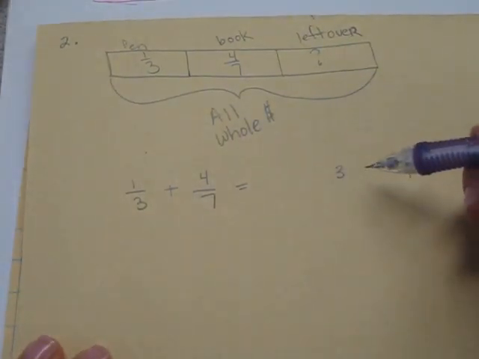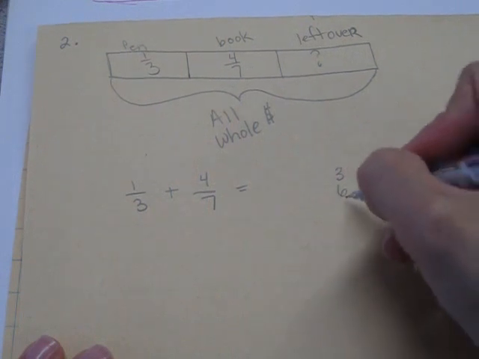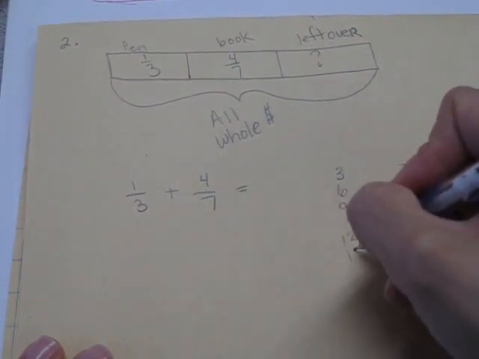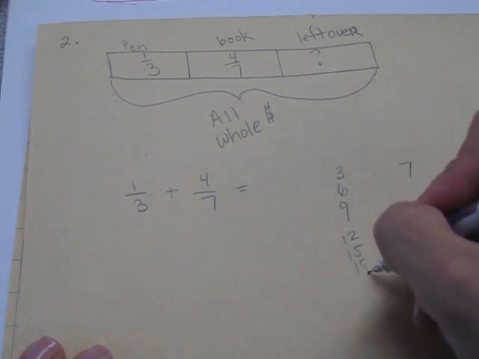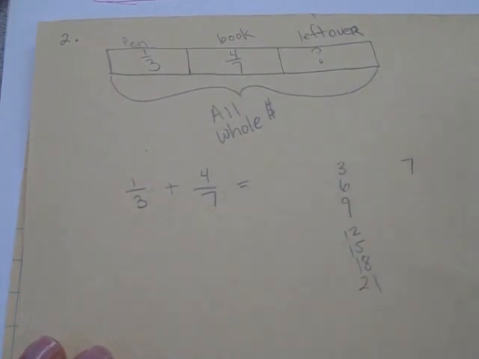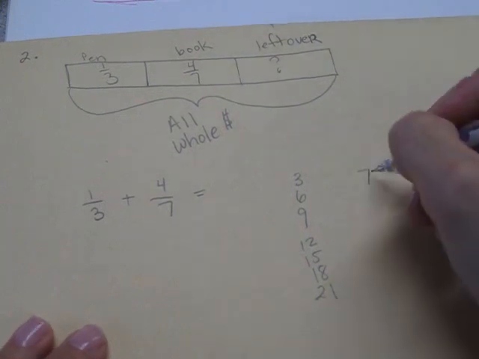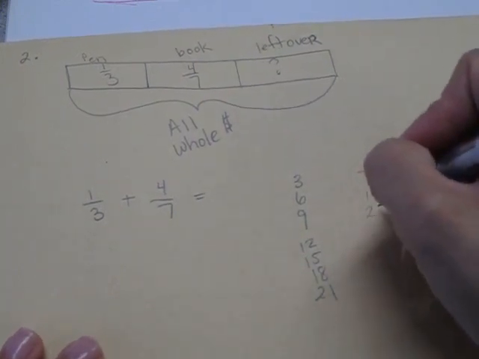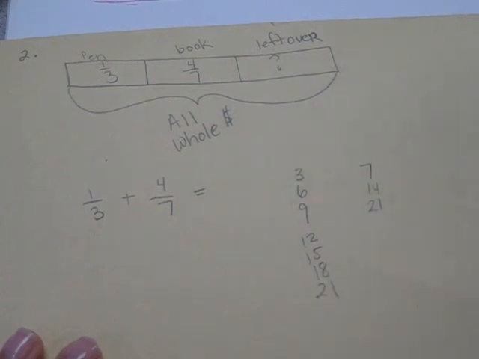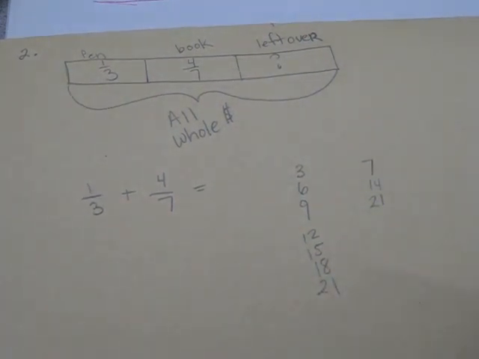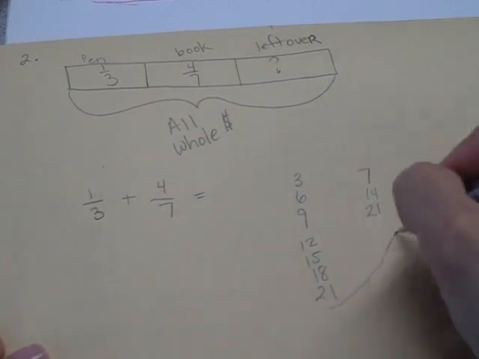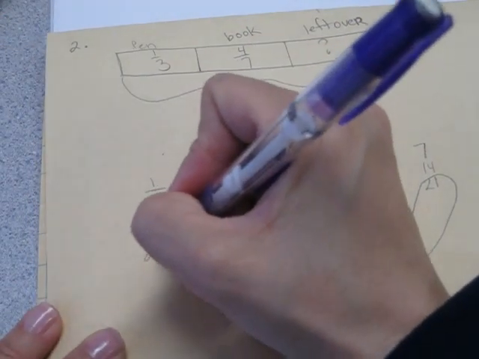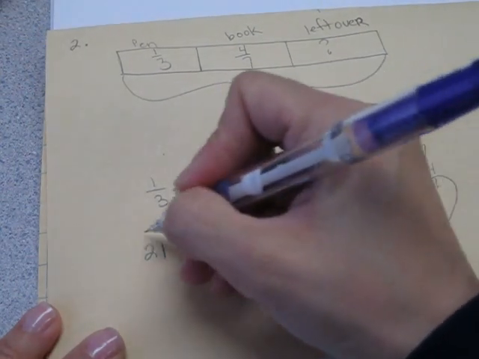So let's find the multiples of 3. We have 3, 6, 9, 12, 15, 18, 21. I'm going to stop there. Then we have 7, 14, 21. Okay, so I know right here that my common denominator is going to be 21. So I'll go ahead and write my 21. That's going to be my denominator.